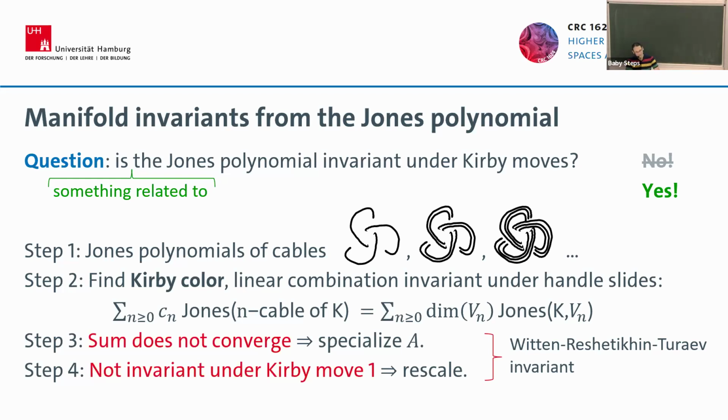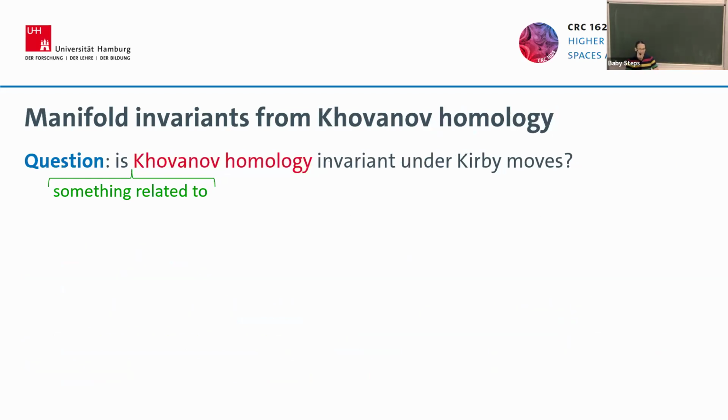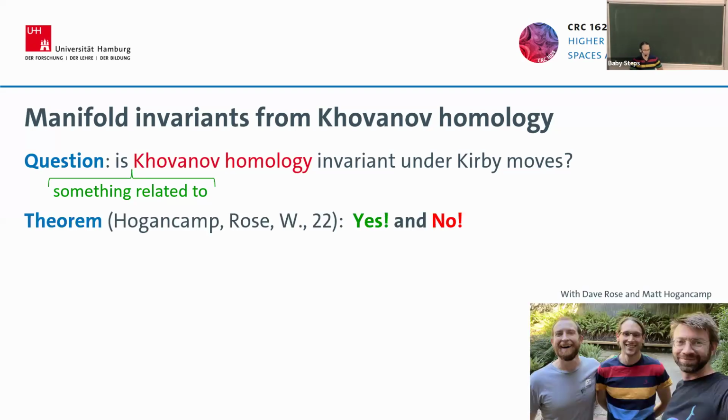Now, this was a three-dimensional story. Let's see if we can do something with link homology, and I'm getting very close to the end, so sorry for that. So let's ask, does something similar work for Khovanov homology? Is something built out of Khovanov homology invariant under the Kirby moves? Well, the answer is yes and no. This is based on joint work with Matt Hogancamp and Dave Rose.